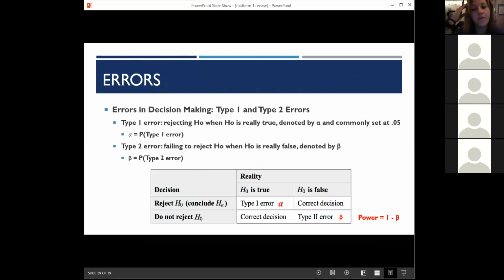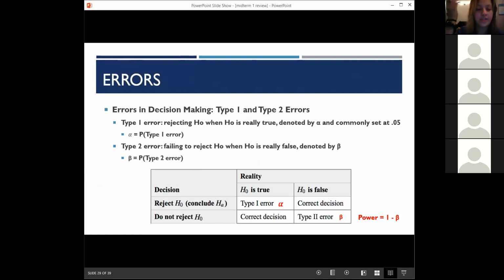And then for a type 2 error, we're going to fail to reject the null when the null is actually false. So we're saying that there's no change when there actually is a change. So that's a type 2 error. And we denote that with beta. So those are just different symbols we use to represent those.